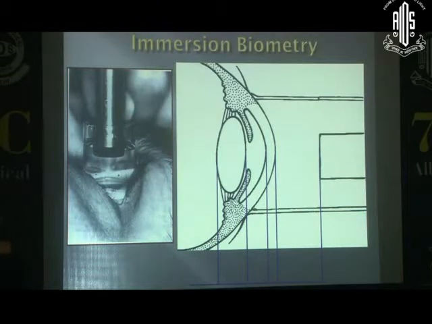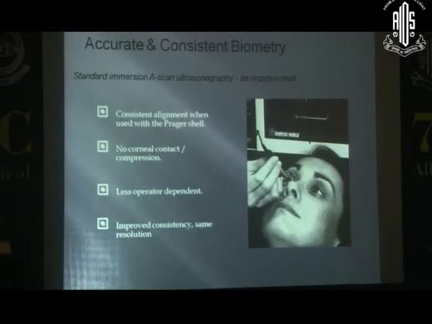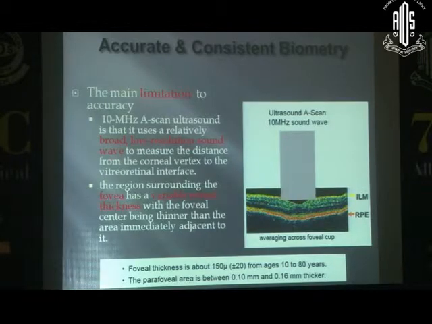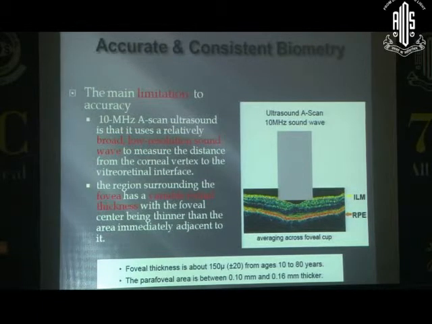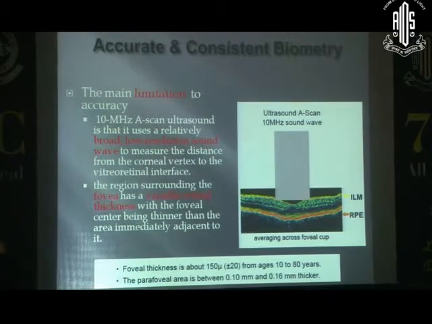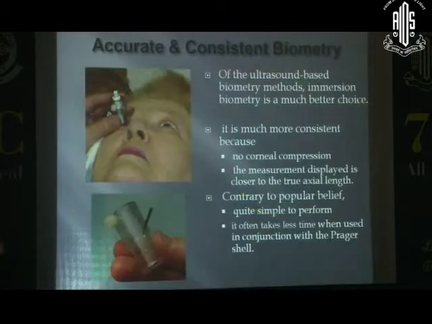There is a mental inhibition about using an immersion method, but actually there is nothing complicated about it. You get consistent readings when you use a Prager shell. You don't need to use corneal contact or compression, which is needed in a contact method. It is less operator dependent, and it improves the consistency as well as resolution. Though there are limitations of this method also, because the 10 megahertz A-scan is quite broad and the foveal thickness is variable, compared to the contact method, this is much more accurate.